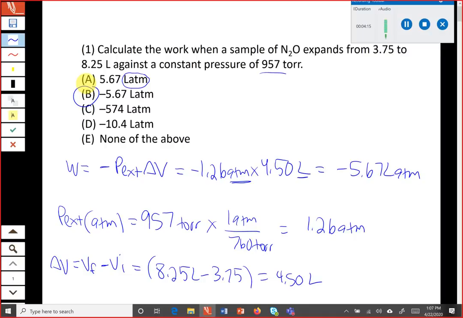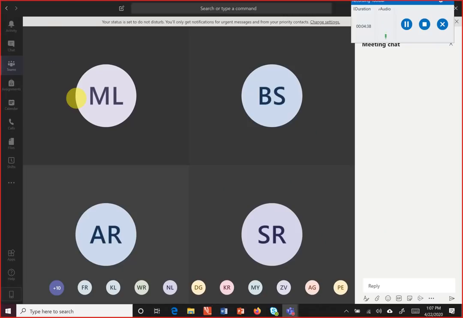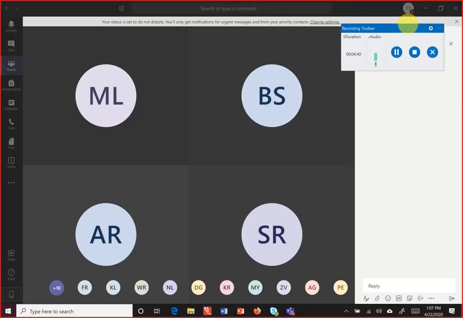One thing to keep in mind is that very often we will ask you to calculate the answer in joules or some other energy unit, and the key conversion factor here is that 1 liter atmosphere is equal to 101.3 joules. And if you forget this number, 101.3, you can go to the periodic table that we have, which I'll get to here in a second.